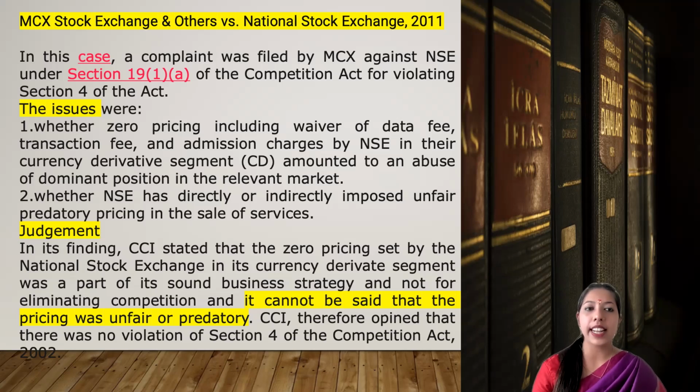And the judgment was that the CCA stated that the zero pricing set by the National Stock Exchange in its currency derivative segment was a part of its sound business strategy, and there was no predatory pricing. Hence, there was no abuse of dominant position. It was held that it cannot be said that the pricing was unfair or predatory. So the CCA was of the opinion that there was no violation of Section 4 of the Competition Act. So this was the decision in this particular case.